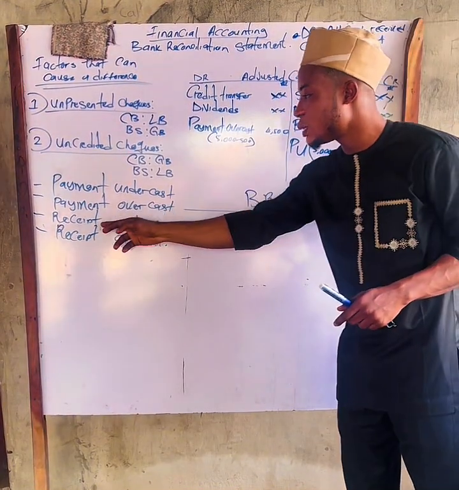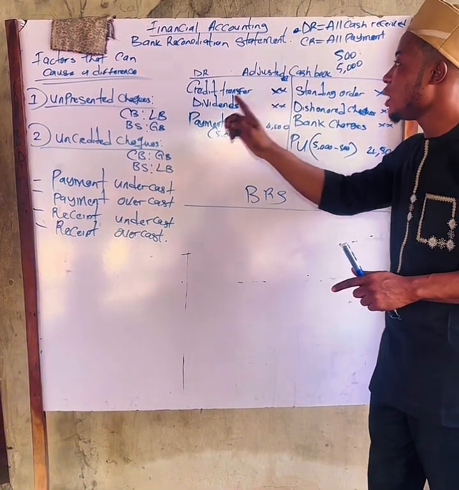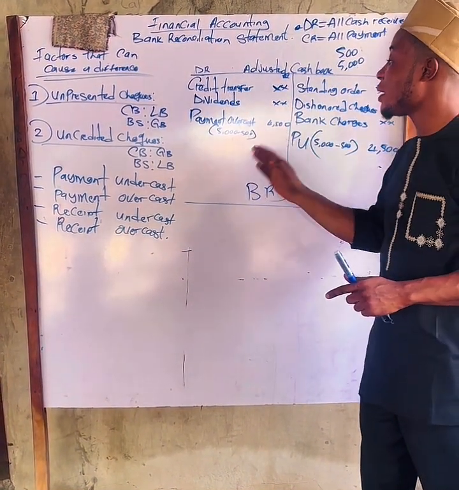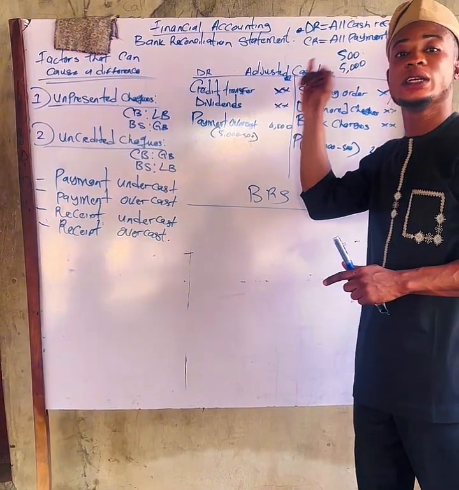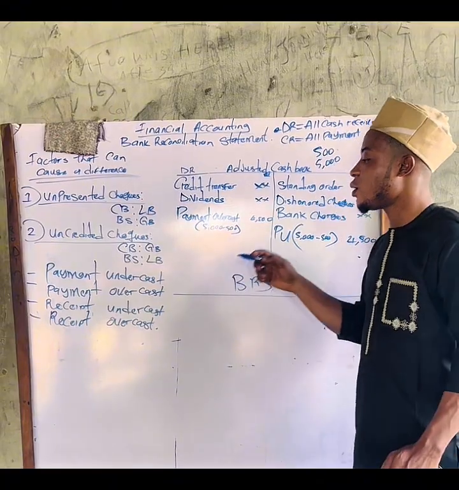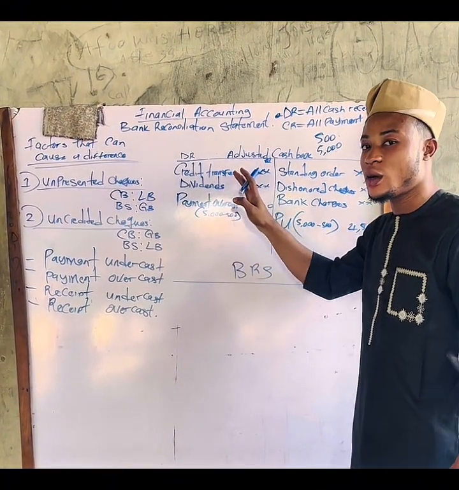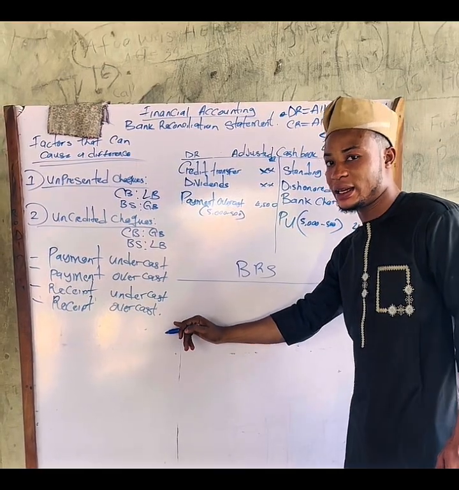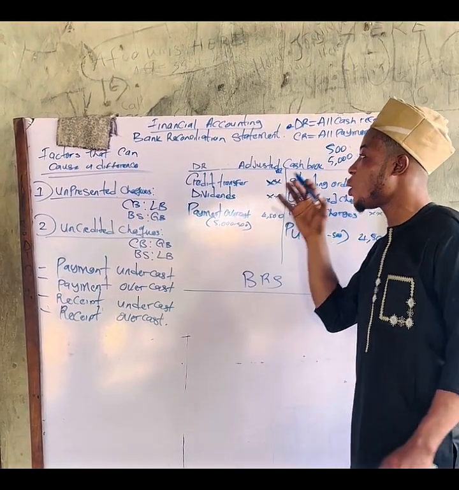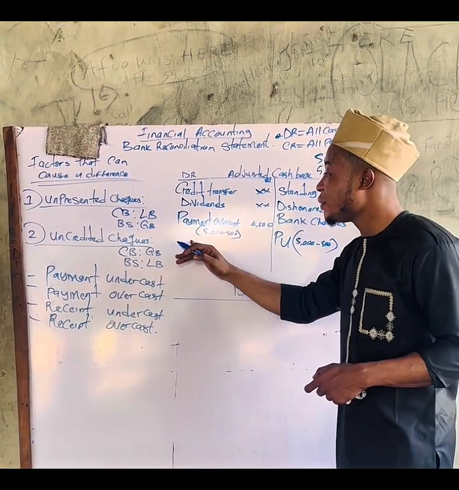Now let us move to receipt undercast. I come again. We know that every receipt is supposed to be posted to the debit side of the cash book. Receipts undercast are receipts already posted to the debit side of the cash book, but they are understated. That's why we say receipt undercast. For every money coming into the business, it is expected to be debited in the cash book.